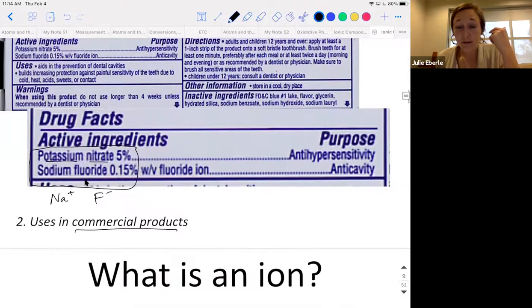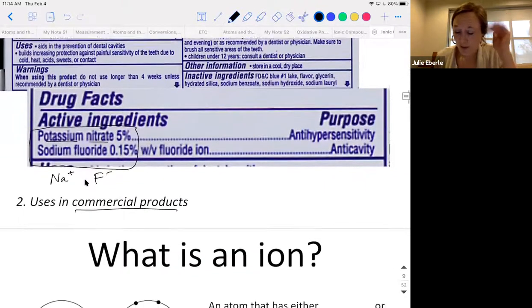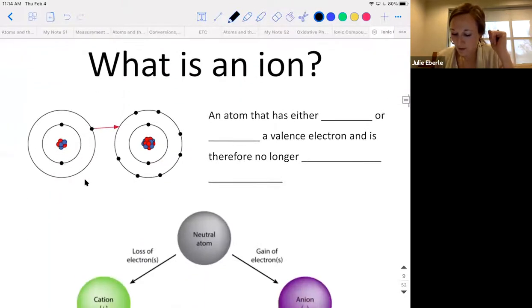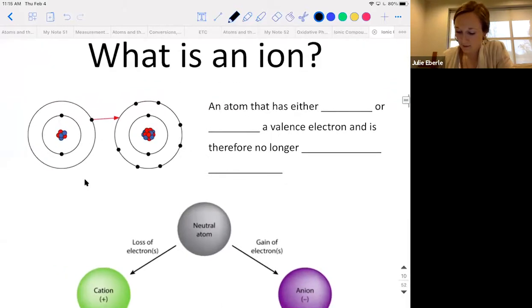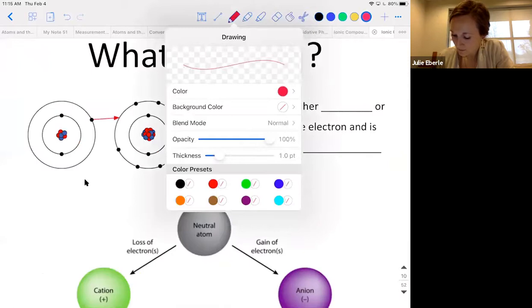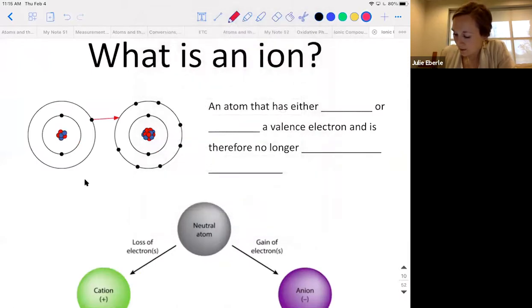All right, so that's several reasons they're important, and not even all the reasons, just a few. But now that we've talked about why they're important, what is an ion? Well, it is an atom that has either lost or gained a valence electron. So again, we're just talking about the outer shell, electrons in or out of the outer shell, and is therefore no longer electrically neutral.